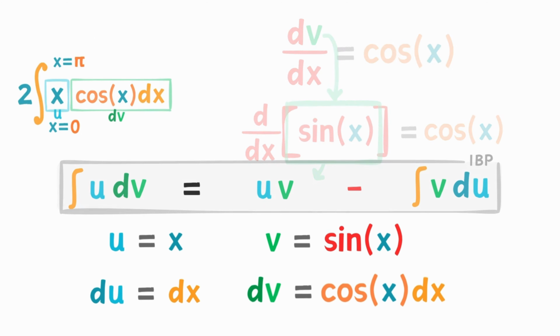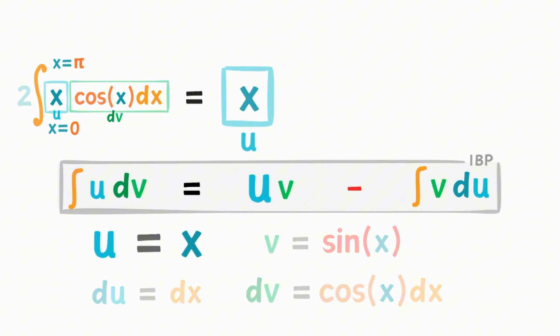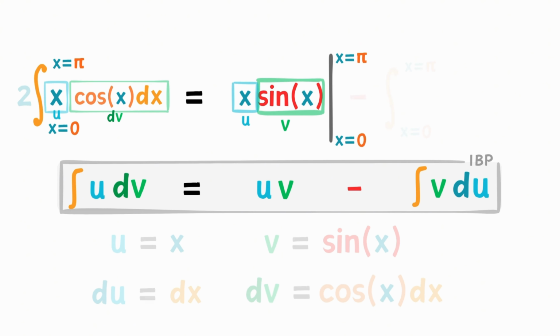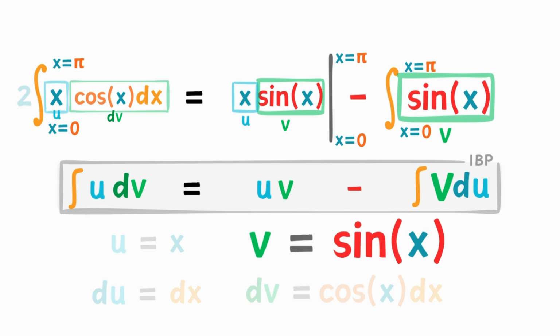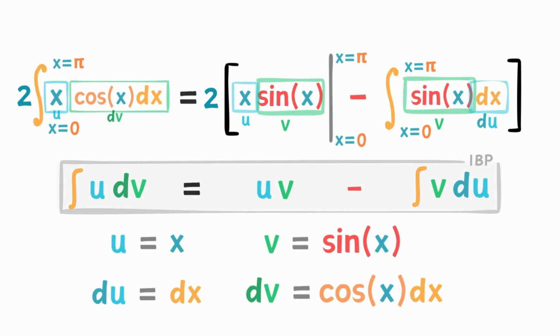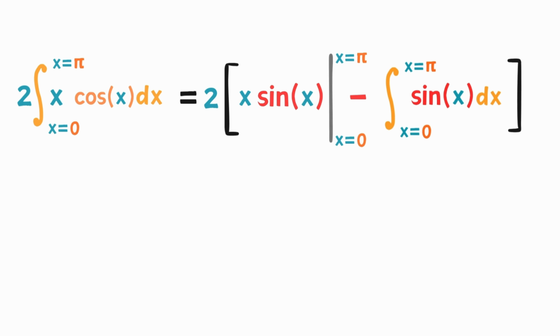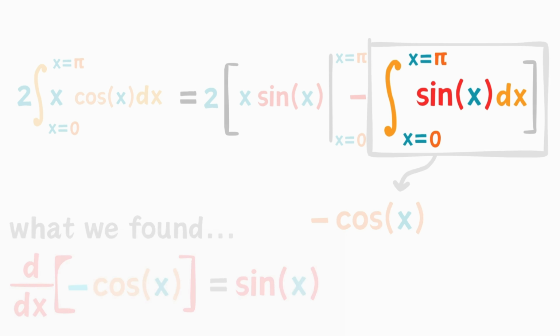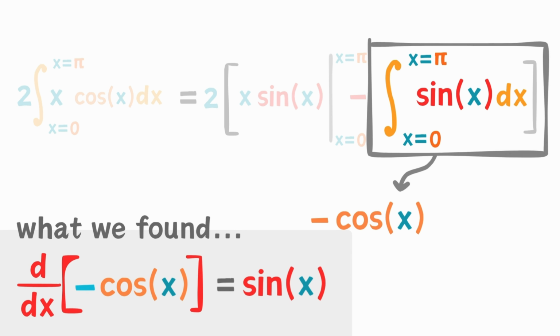Nice work. Now to set up the equation, we know that u is x, v is sine of x, u times v is evaluated at the bounds, and we subtract the definite integral from 0 to pi of v times du. And we can't forget, this entire thing is multiplied by 2. Alright, look at this integral. Remember earlier we found the integral of sine of x dx. That was negative cosine of x.